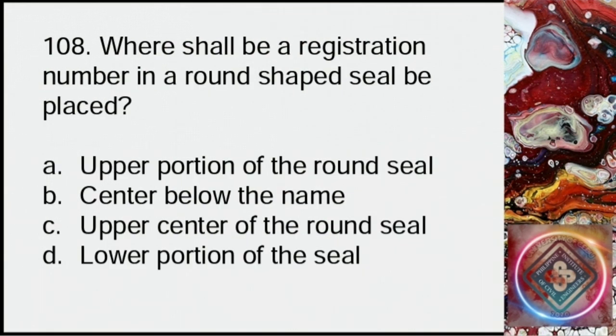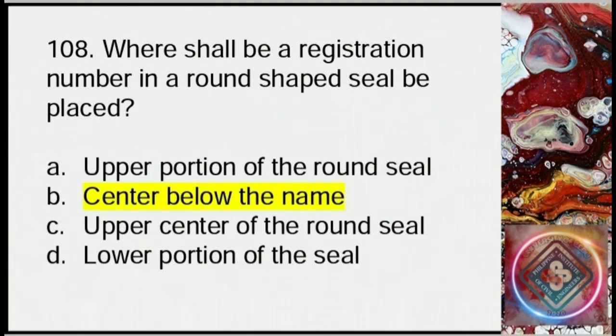108. Where shall the registration number in a round-shaped seal be placed? A. Upper portion of the round seal, B. Center below the name, C. Upper center of the round seal, D. Lower portion of the seal. B. Center below the name.